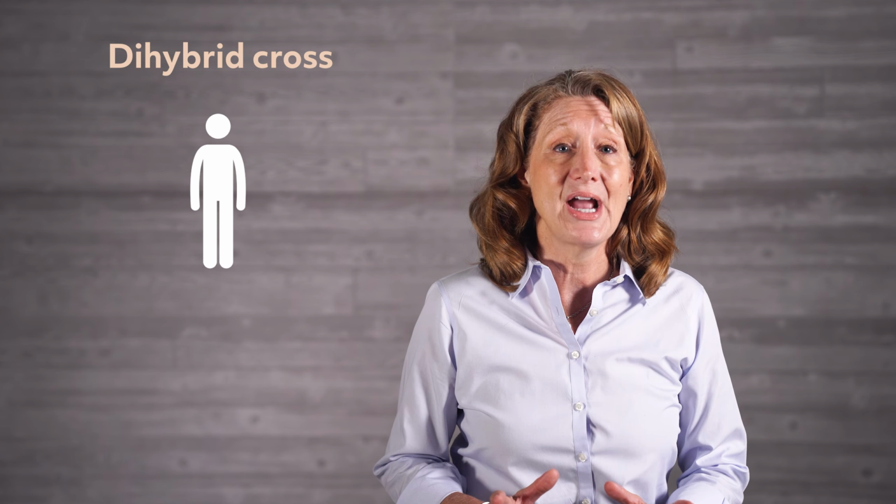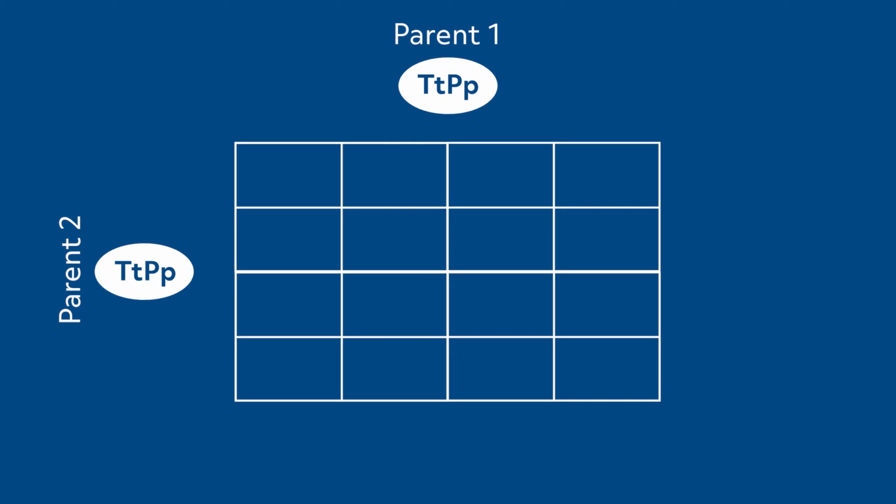Let's use the same height trait from our monohybrid cross, but this time let's also consider the trait for having a widow's peak, where the big P allele means there's a widow's peak, and the little p allele means there isn't. Both parents will be heterozygous for both traits, meaning they both have the genotype big T little t, big P little p. We'll set it up just like before by placing the possible allele pairings from each parent along the top and side, but this time we'll do it for both traits.